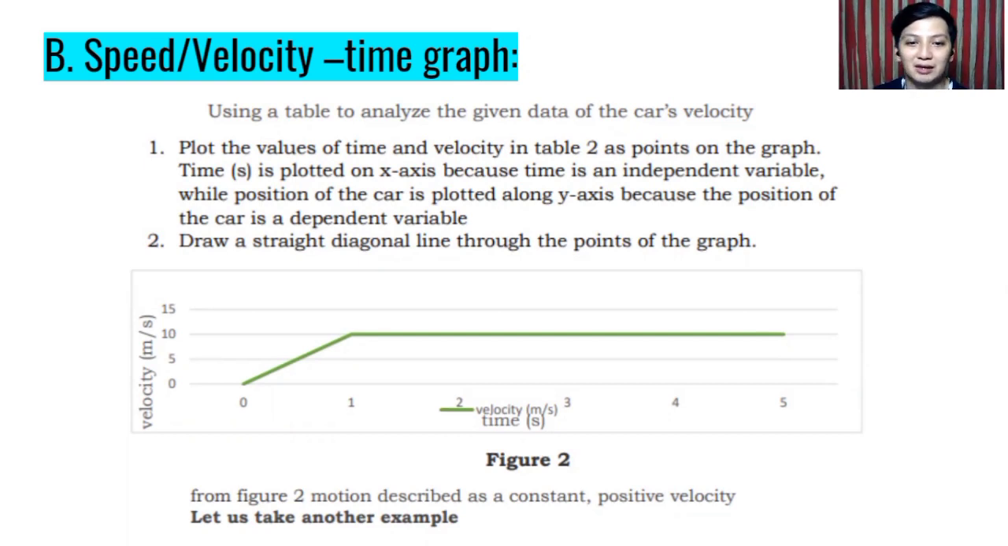Okay? So from first second, second, third, fourth, up to fifth, hanggang 5 seconds plus, ibig sabihin, 10 meters yung galaw niya. It is constant, hindi na bago. Pero, bumilis from 0 to 1 second. Kaya siya, constant positive velocity. Okay?